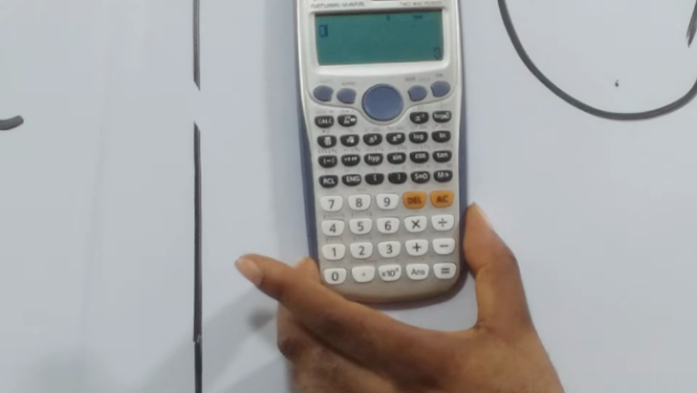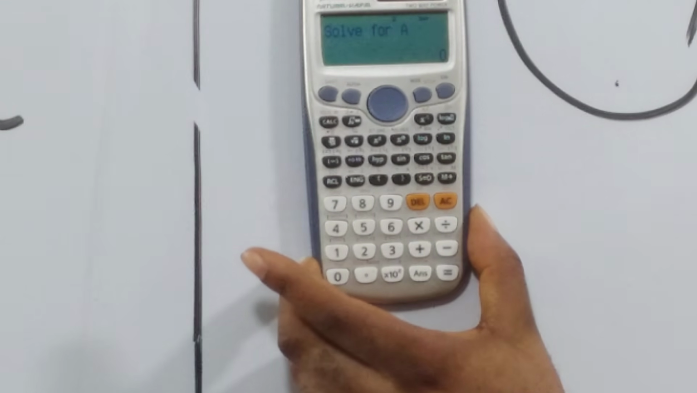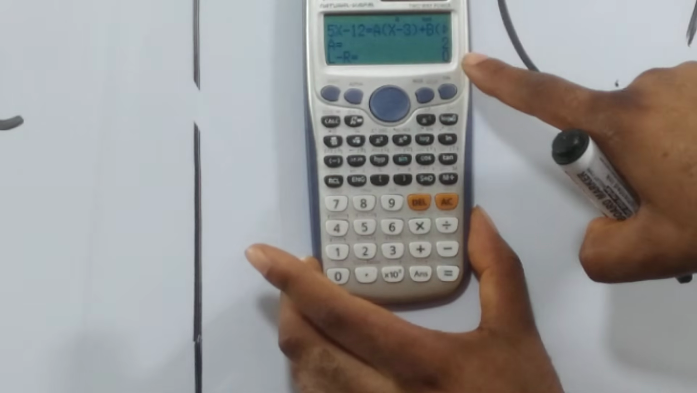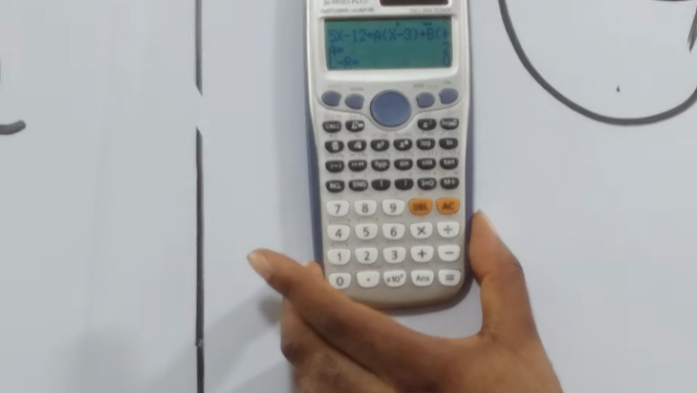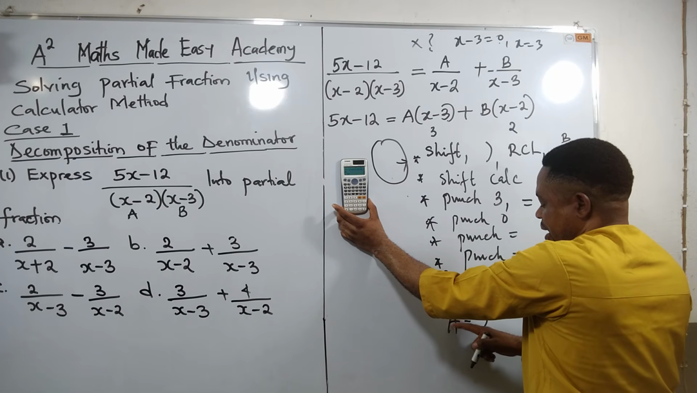Have you seen? I've punched 0. Then punch equal to again. It will say solve for A. Then finally, punch equal to. What is the answer? The answer is 2. So which means the value of A is 2. Can you see I have observed B as 3. I have observed A as 2.